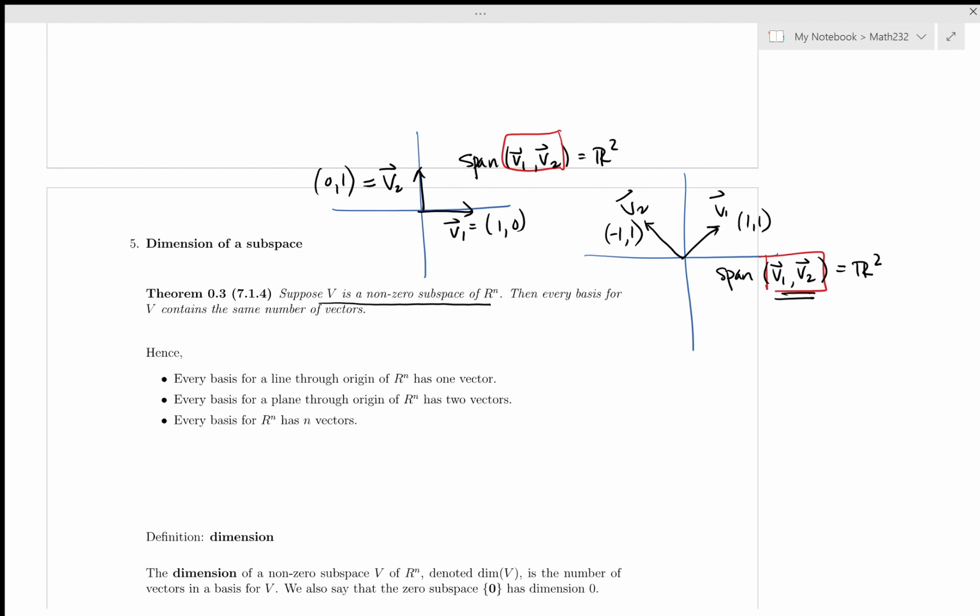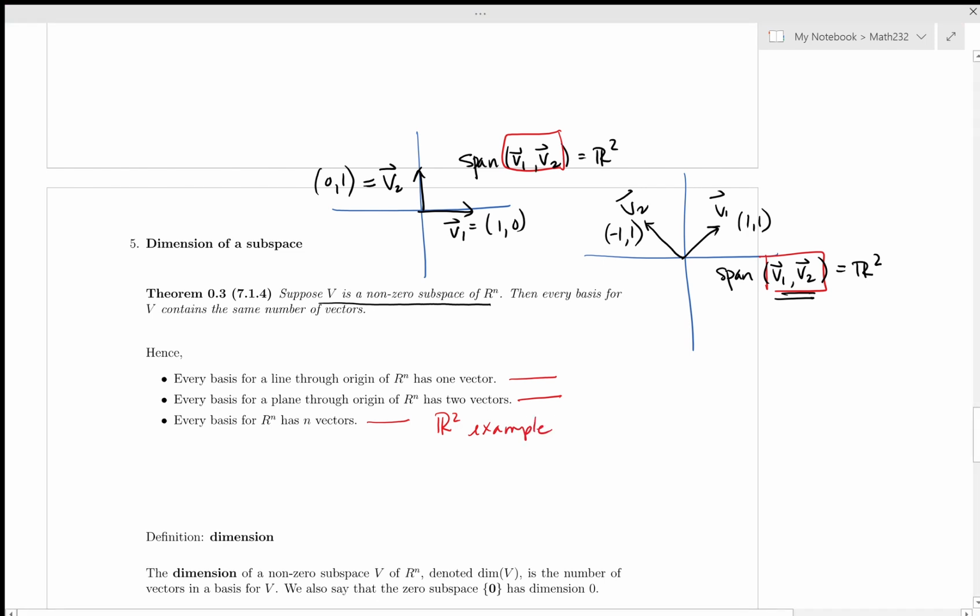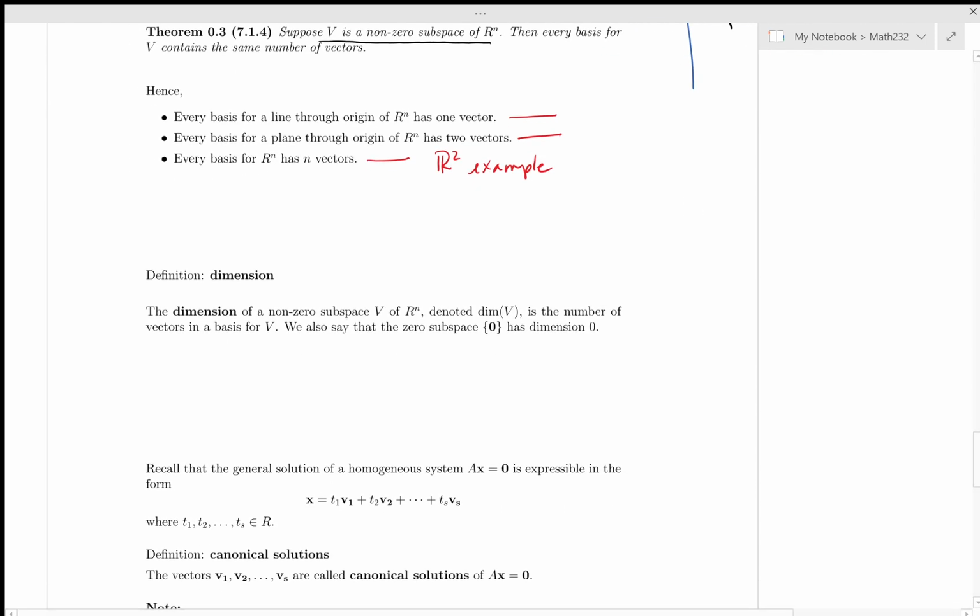Okay, so we've got every basis for a line has one vector, every basis for a plane has two vectors, and every basis for Rn has n vectors, which we just saw. We just had the R2 example. It's always a great idea to use R2 and R3 to try to visualize what's going on. Okay, and basically what we're now going to say is that the number of basis vectors is the dimension of the subspace. Okay, so here it is.